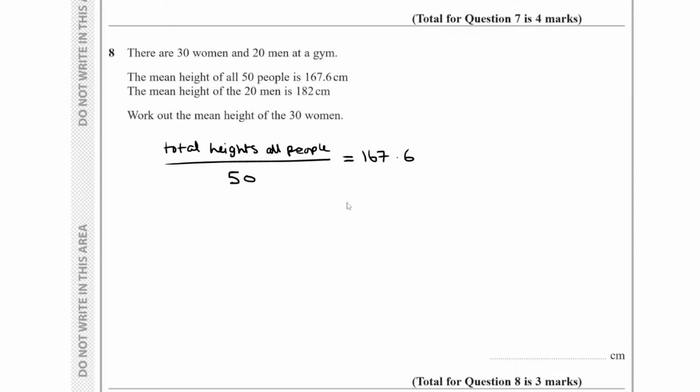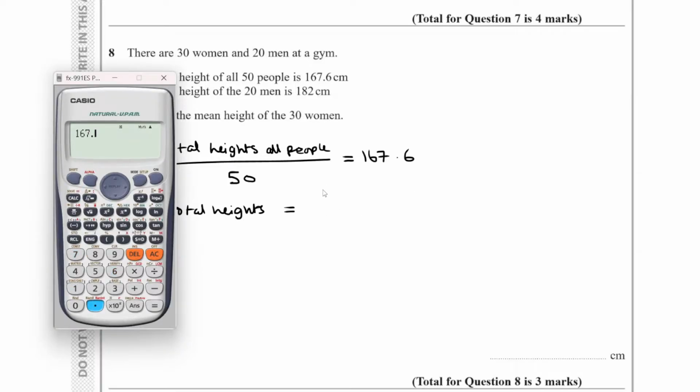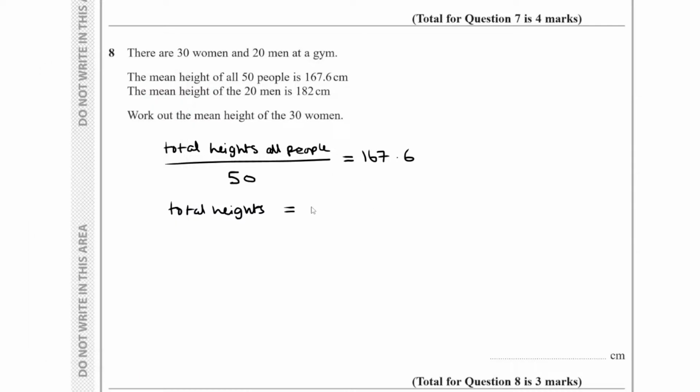You can see I'm just going to times by 50 to work out the total heights of all the people. I can't work out the heights individually of each person, obviously, but I just need to know the total, don't I? So the total heights of all the people would be those two multiplied, 167.6 times 50. So that's 8,380. 8,380 centimeters, that's the total.